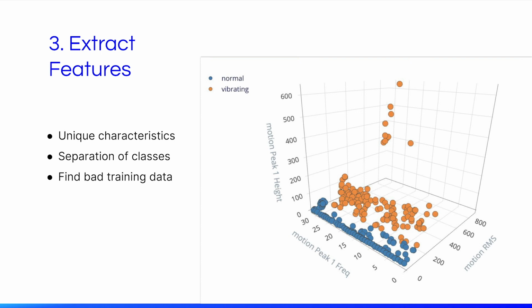You can also use that visualization to find bad training data. So if there's overlap in the different classes, it can be that it's just very similar, or it can be that the training data is not so well recorded and you may want to get rid of that sample.